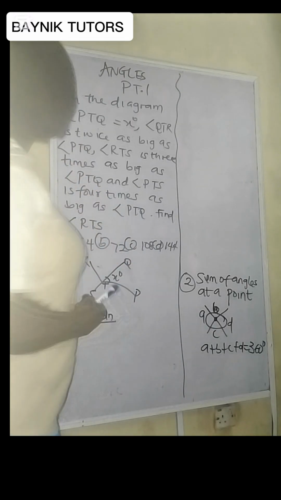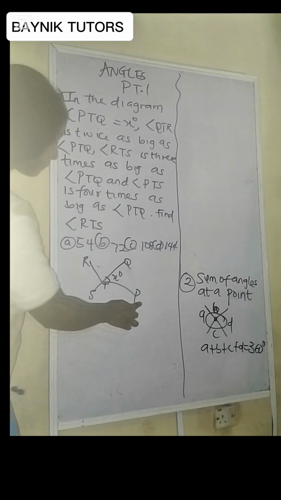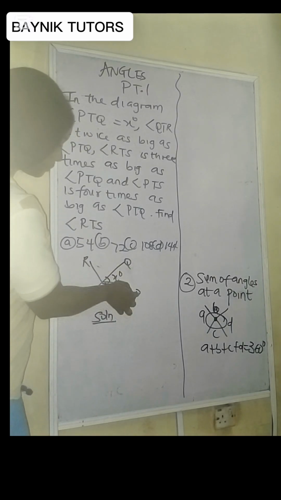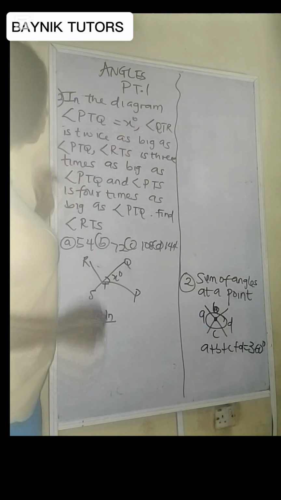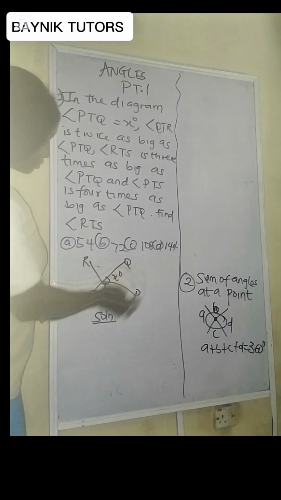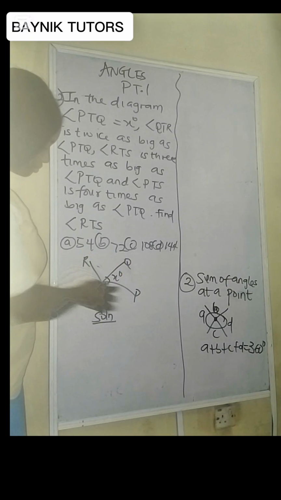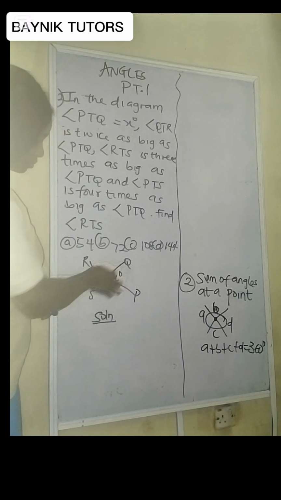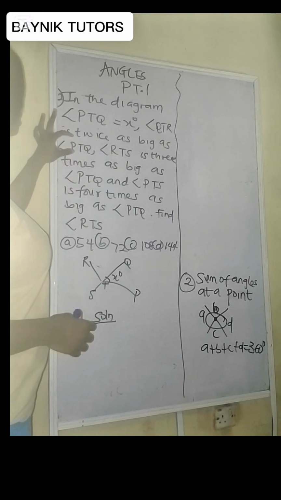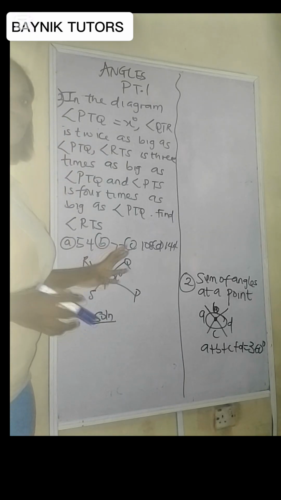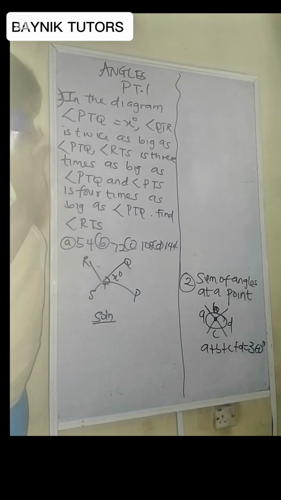Alright, now they said in the diagram, angle PTQ equals x degrees, angle QTR, okay, something like this. You get angle QTR is twice as big as angle PTQ. So what we are going to do is draw this diagram and follow this instruction. So let's do that now.